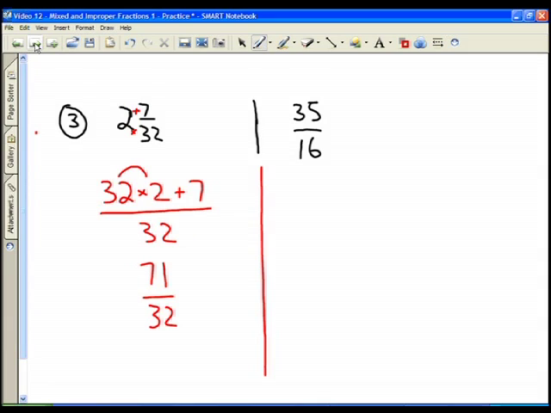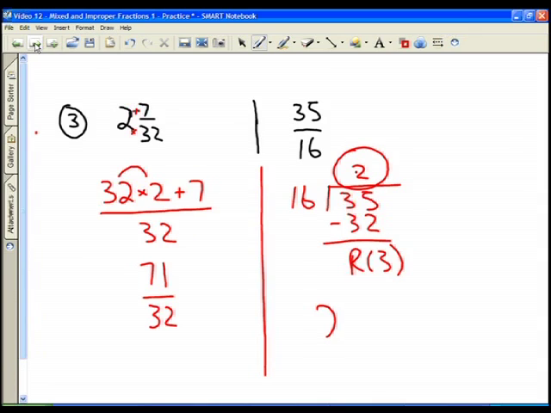And if we take a look here at 35/16, well, we divide 16 into 35, and we get 2. 2 times 16 is 32. We subtract to get our remainder. 35 minus 32 is 3. So we get a remainder of 3. So 35 over 16 is the same as 2, our remainder, and our original denominator, 2 3/16.